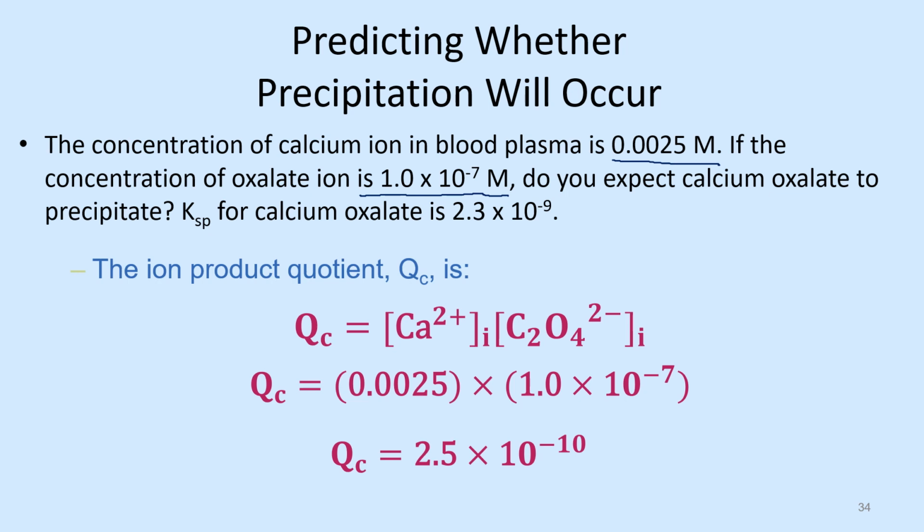So then we need to compare. And in this case, Q happens to be smaller than K. Because it's an order of magnitude, it's about 10 times smaller than K. So we're not going to get a kidney stone this time. More of the calcium can dissolve. Even if we ate a little bit more calcium, we can dissolve it. So no precipitate will occur. If Q was bigger than K, then some of it would have to precipitate out.